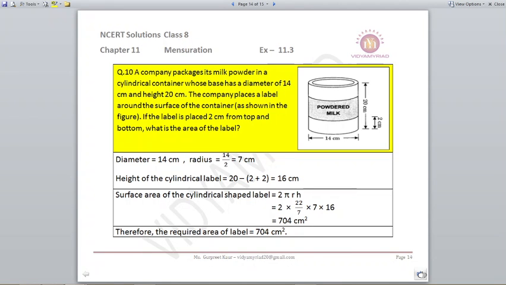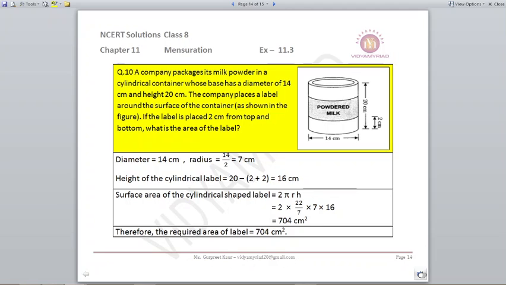A company packages its milk powder in a cylindrical container whose base has a diameter of 14 cm and height given as 20 cm. The company places a label round the surface of the container as shown in the figure. If the label is placed 2 cm from the top and bottom, what is the area of the label? Now we are given the diameter. Diameter means we need to find out the radius. Radius will be 7 because diameter is 14.